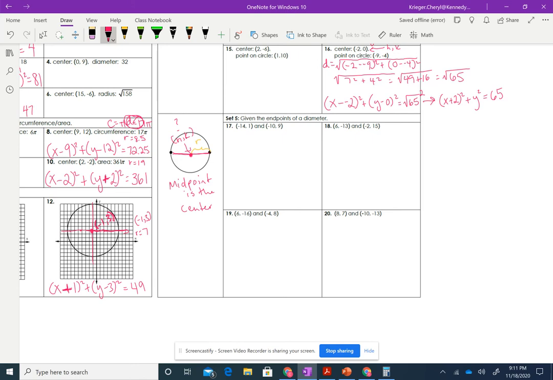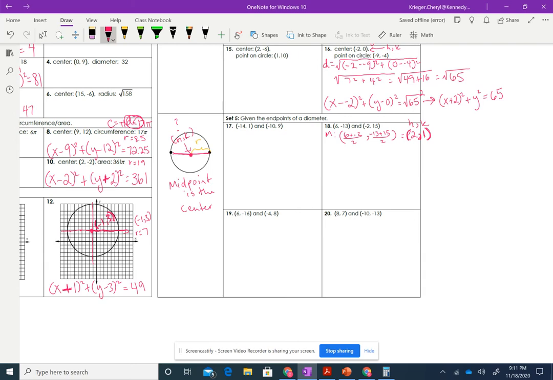So finding the midpoint, we use the midpoint formula. The average of my x's, that's 6 plus negative 2 divided by 2. And the average of my y's is negative 13 plus 15 divided by 2. So 6 minus 2 is 4, and 4 divided by 2 is 2. Negative 13 plus 15 is 2, divided by 2 is 1. So my midpoint, my center, or my h, k, is (2, 1).